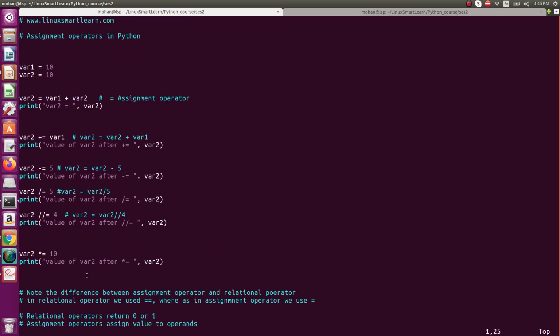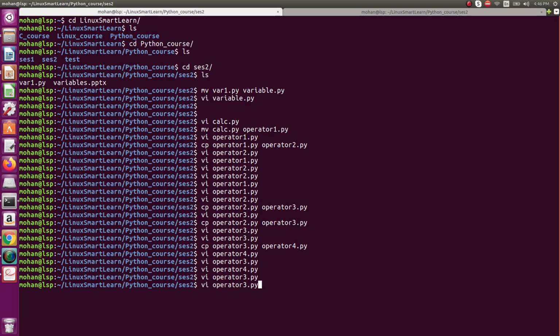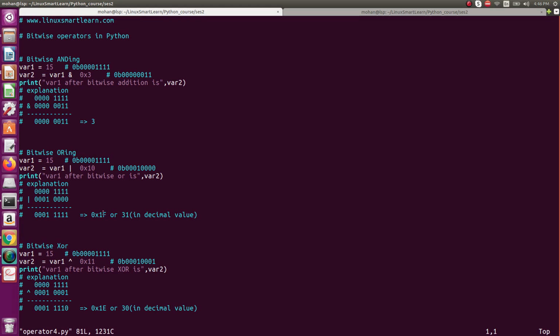Now in the next example, let's see the bitwise operator. So this is an example of bitwise operators used in Python. Let us compile this program and explain along with.